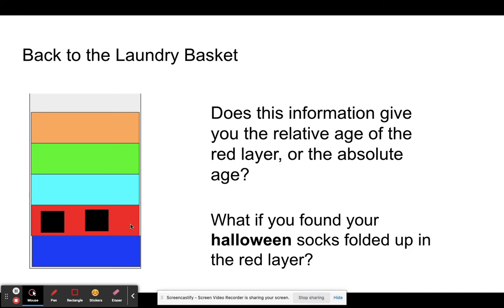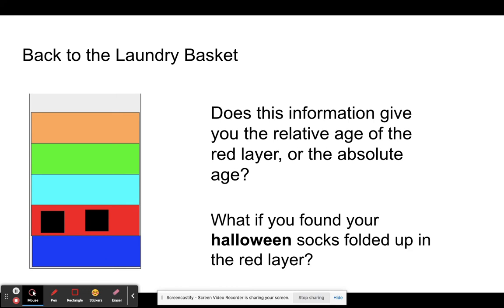Hopefully it would. If you only wore those Halloween socks on Halloween, you can assume that the red layer surrounding them was also something you wore on Halloween. And everything above that would be more recent, and everything below that would be older than Halloween. These socks are kind of like an index fossil.